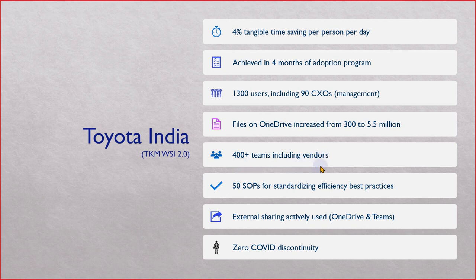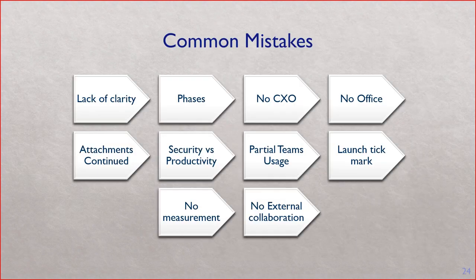And there are lots of teams, not just for meeting and chat, but actual work projects happening on Teams, and external vendors are also a part of it. These OneDrive files are properly and securely shared with external parties, suppliers, dealers, distributors, even customers. And this part we will cover later. We created 50 SOPs also for them. We will come to that a little later. So if you don't fall into all the problems which we discussed earlier, and then do all this properly, this kind of results are absolutely possible.